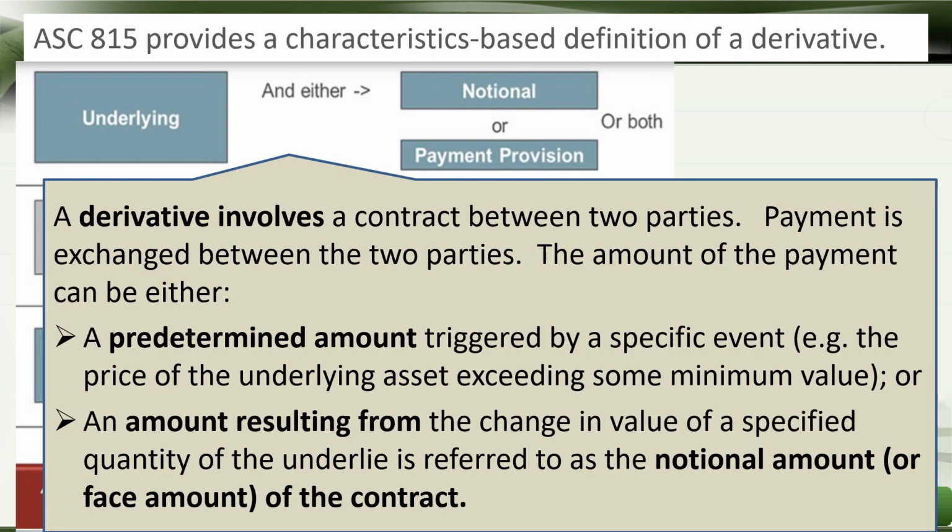A derivative involves a contract between two parties. We know that. Payment is exchanged between the two parties. The amount of the payment can be a predetermined amount triggered by a specific event, for example the price of the underlying asset exceeding some minimum value, or the amount resulting from the change in value of a specified quantity of the underlying, which is referred to as the notional amount. For example, referring to a particular financial instrument, whatever the price or index change, the payment is referenced to that change. It is a notional, conceptual amount, or the face amount of the contract.